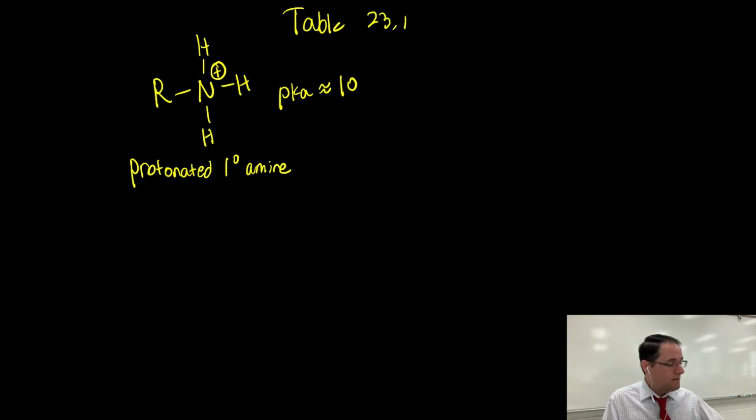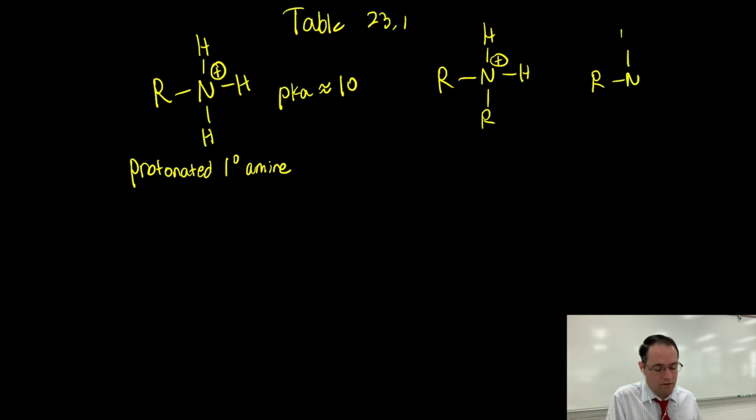On the right, you have dimethylamine, diethylamine, trimethylamine, and triethylamine. And the pKa's for those are 10.7, 10.11, 9.6, and 10.8. So it's about 10, okay? So if you have 2 R groups, if you have 3 R groups, okay, the pKa for all of these is about 10, okay?